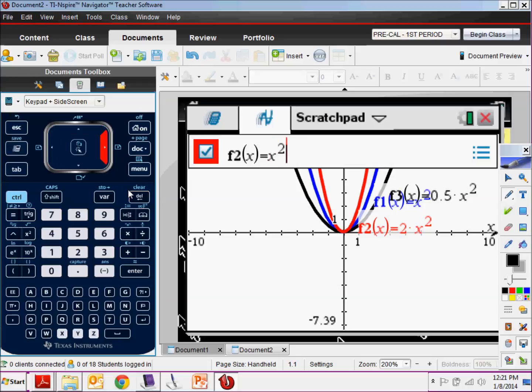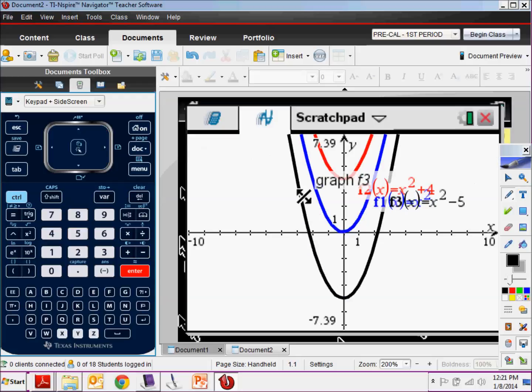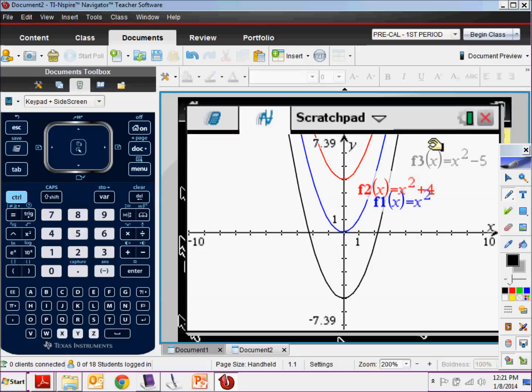So I'm going to first add 4, see what happens, and I'm going to subtract 4. Subtract 5, right? All right, were we right? Hold on, wait. X squared. Yes. Did our shape change? No. The only thing that changed is our physical location.